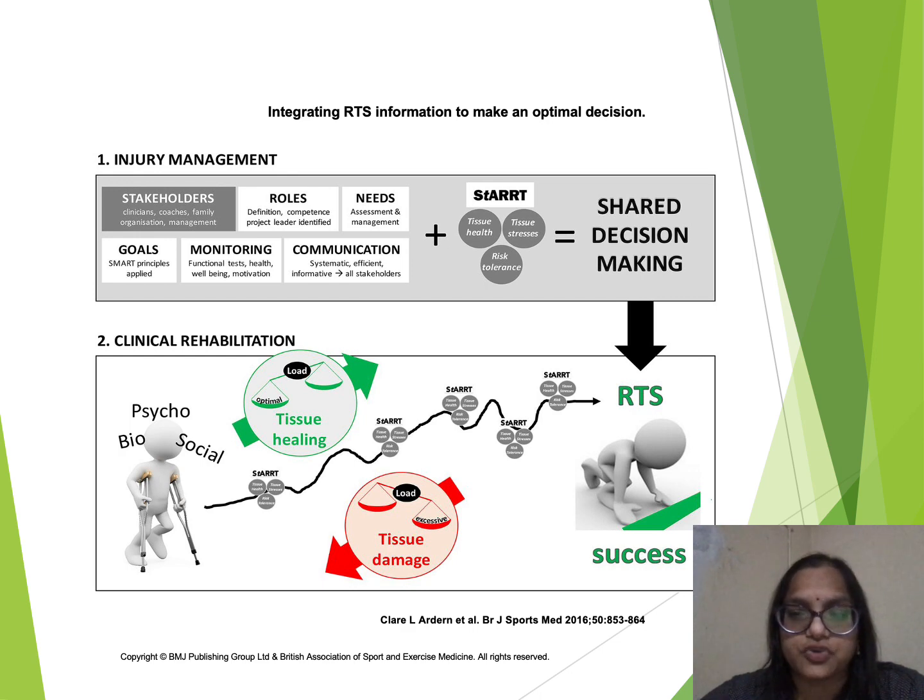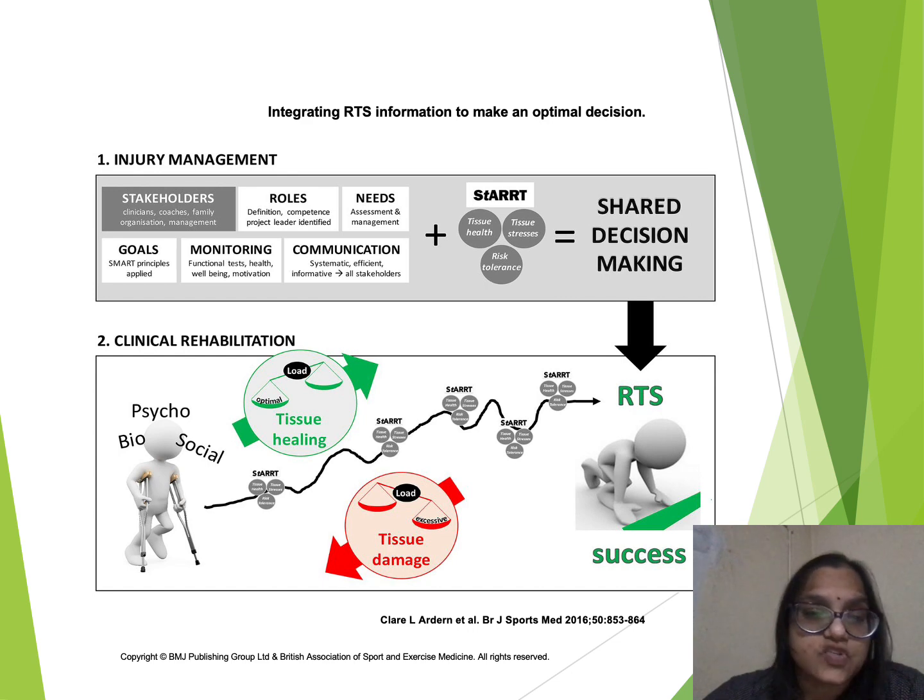The bottom part now shows the progression of rehabilitation. As we have already discussed, it should include a biopsychosocial approach, and the load should be progressively increased to promote tissue healing but not tissue damage. That means the load should not be excessive in such a way that it is causing tissue damage. The load should be increased in such a way that it should cause positive adaptations without damaging the tissue.